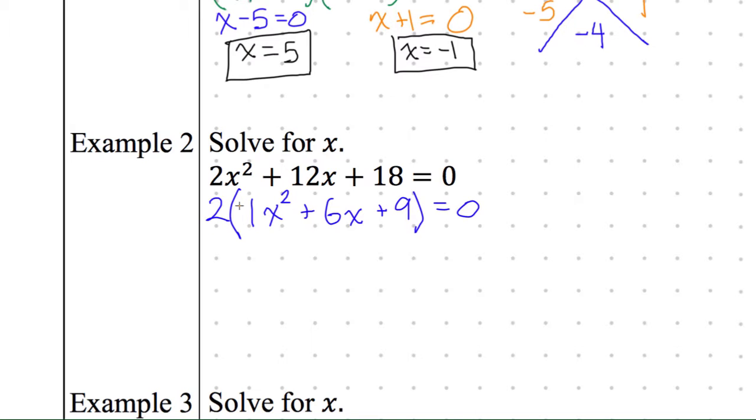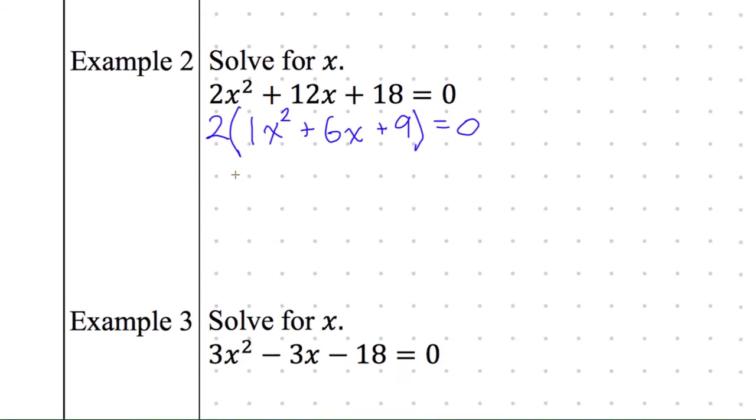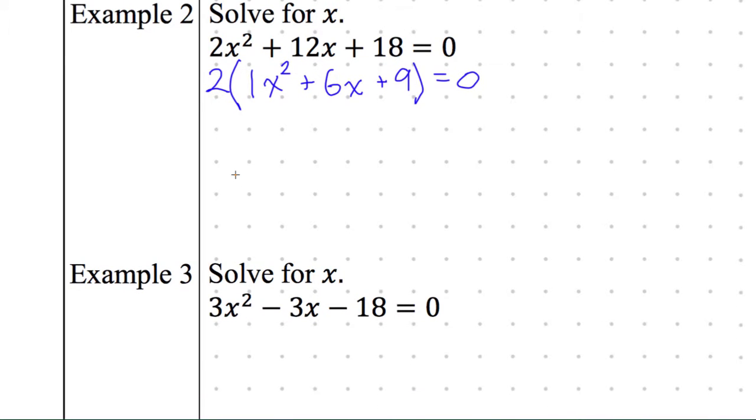Jessica just factored out the greatest common factor, so now I need to factor this even more. Jessica just did step 1, factoring out the GCF. Now we're on to step 2, Advanced Ninja Star. Who can help me set up the entire Advanced Ninja Star? I'm giving preference to people that still have cards.